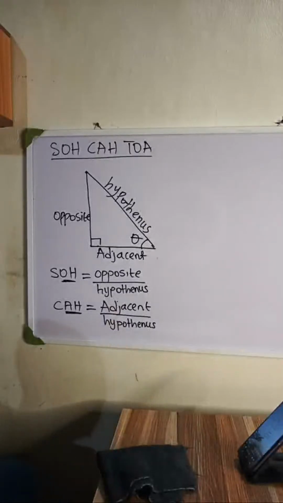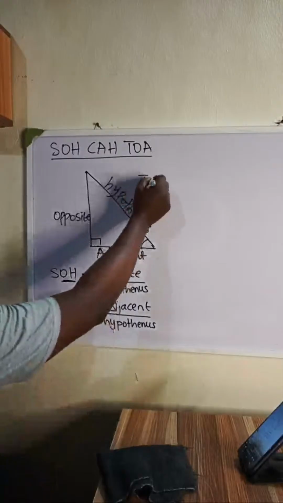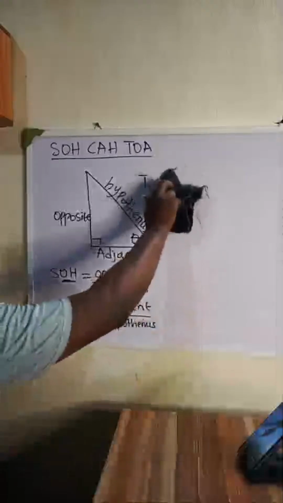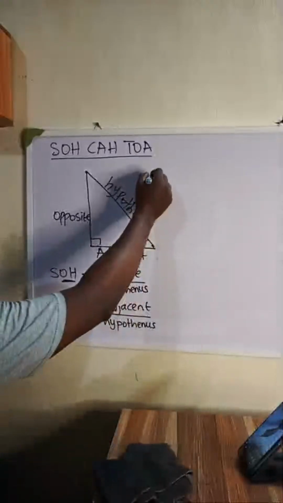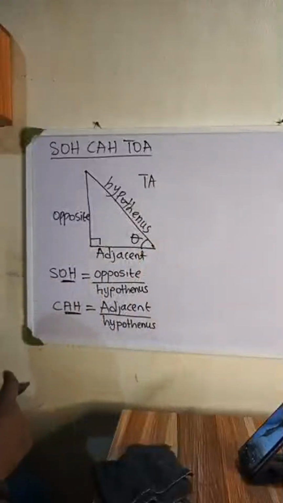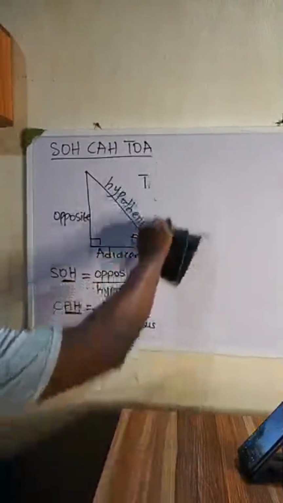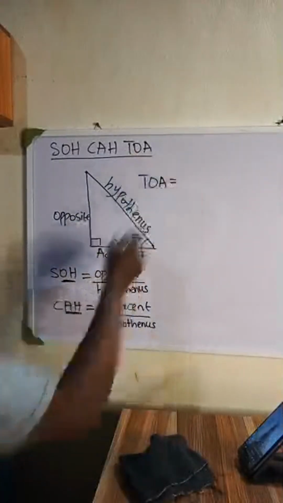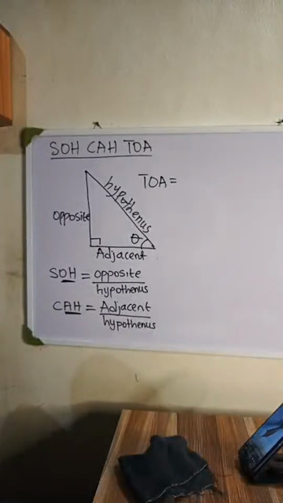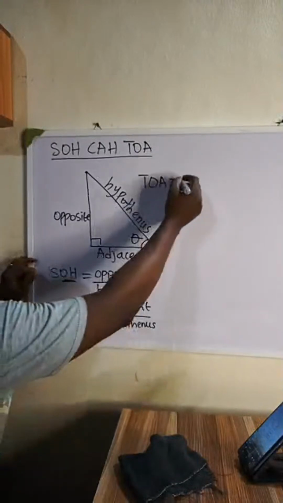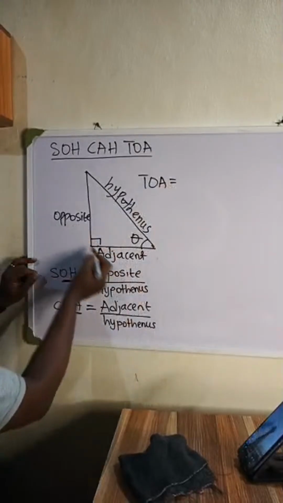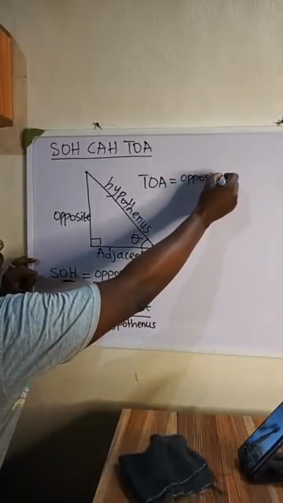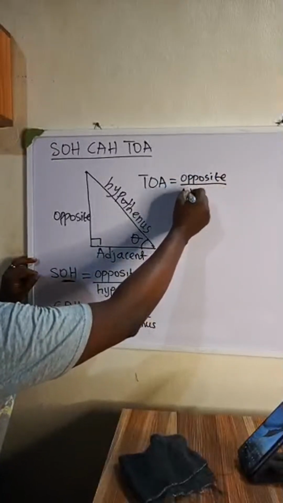We also have tan. But tan is called TOA. TOA. But on your calculator, you see it as tan, okay? So this means opposite divided by adjacent. So opposite divided by adjacent.